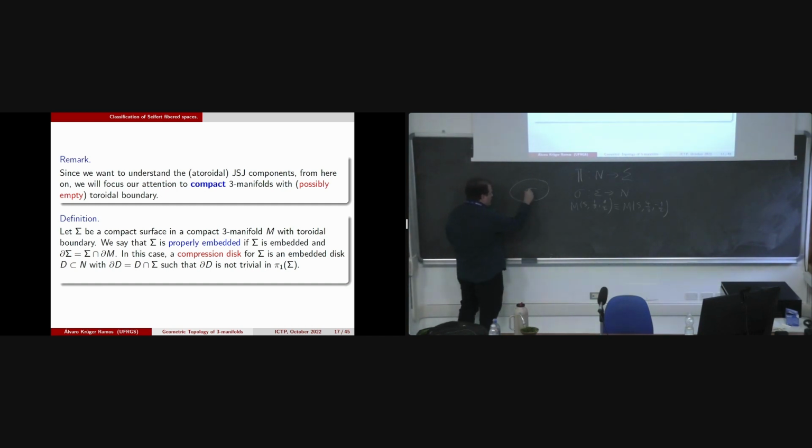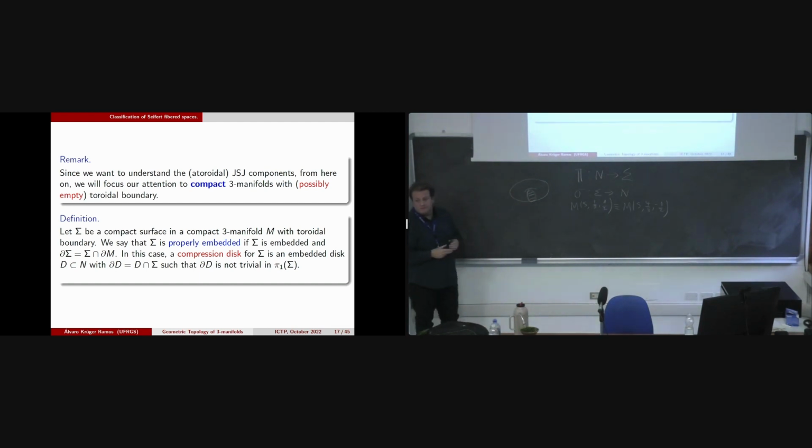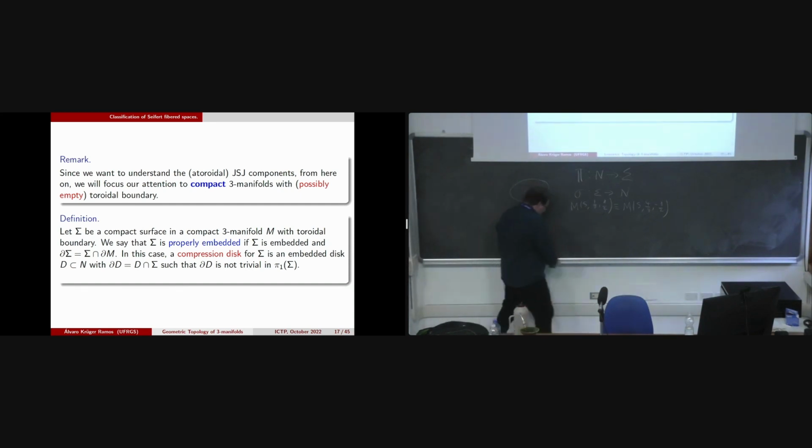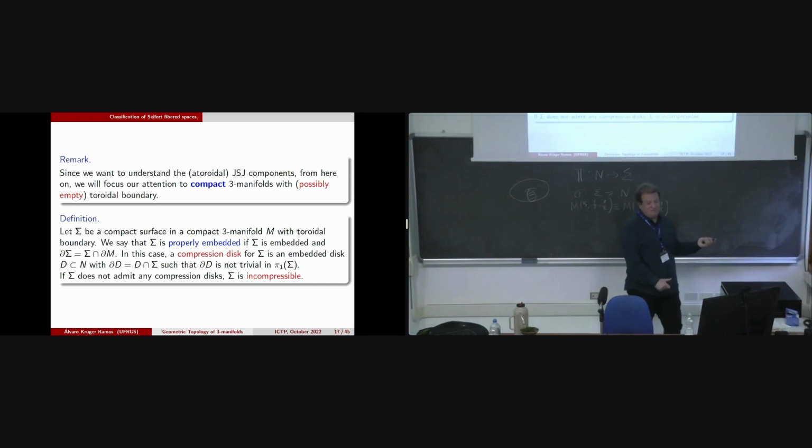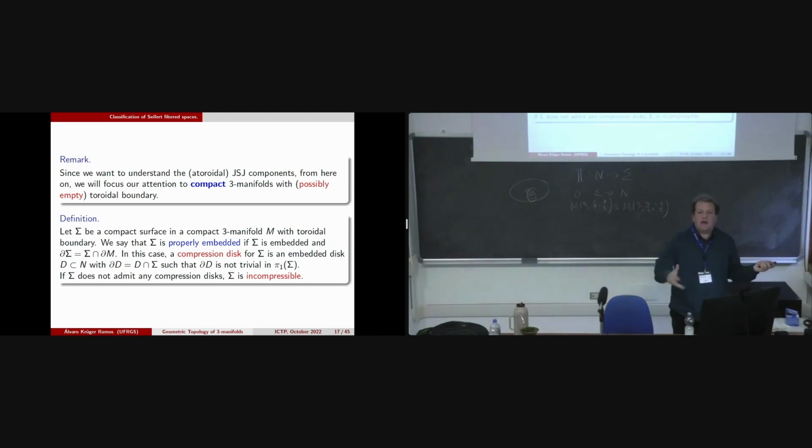And this would be a compression disk. This is a compression disk for your torus. It's going to be a disk in the ambient space. It intersects the surface only at the boundary of the disk. And the boundary of the disk is non-trivial in pi1 of the surface. That's a compression disk. So we don't like compression disks. If sigma doesn't admit any compression disk, then it's called incompressible.